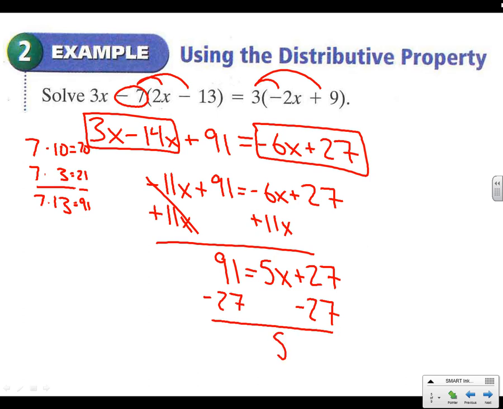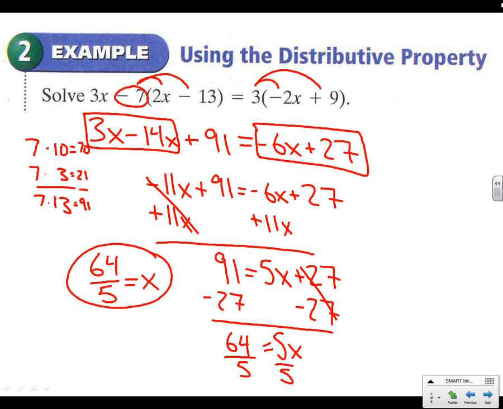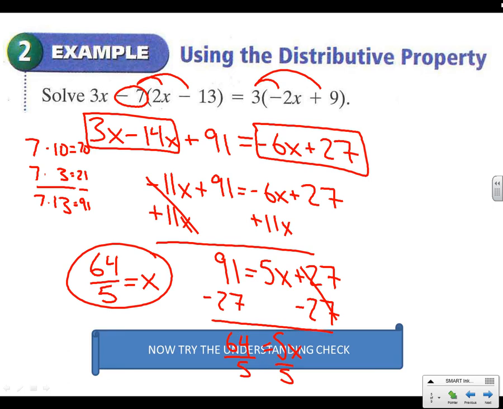And we'll have 5x equal to, those cancel out, and 91 minus 27 is 71, minus 7 more is 64. And so our final step here is to divide by 5. And so we're going to have 64 over 5. You can't reduce that. Equal to x. Okay? All right, you're up. Try the understanding check.